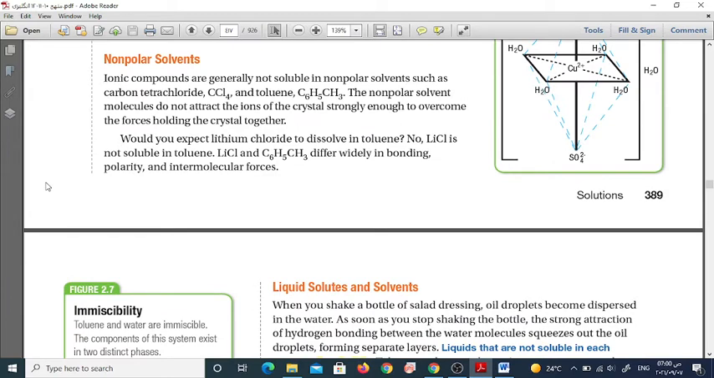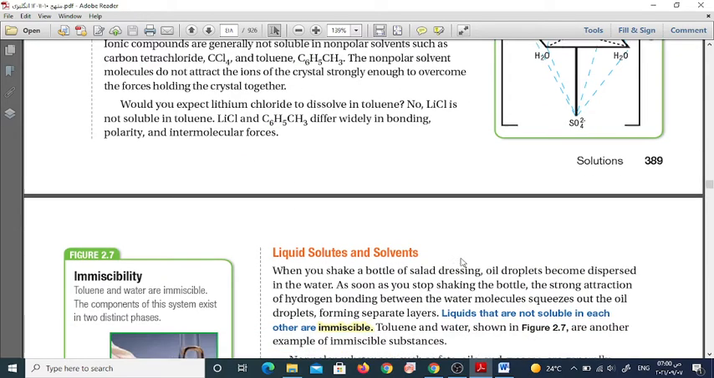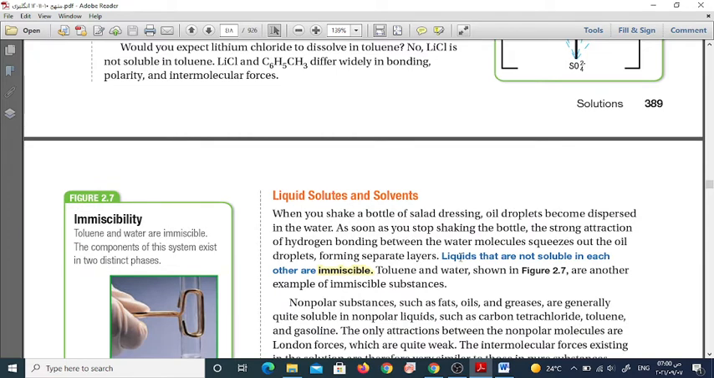Nonpolar solvents. You should know some of the nonpolar solvents. That includes carbon tetrachloride, toluene, and benzene. Most oils are nonpolar solvents, and ethanol actually acts as both a polar and a nonpolar solvent, because ethanol has a polar portion which is OH and a nonpolar portion which is CH3CH2. This is not important for you. We will talk about it in chapter 12, inshallah.